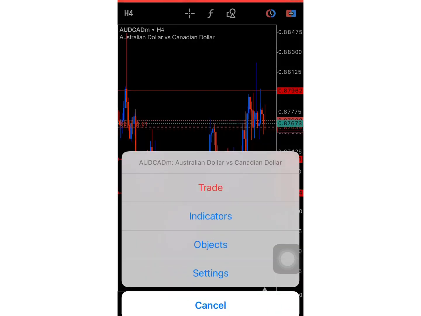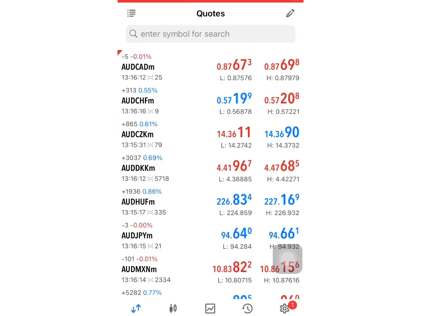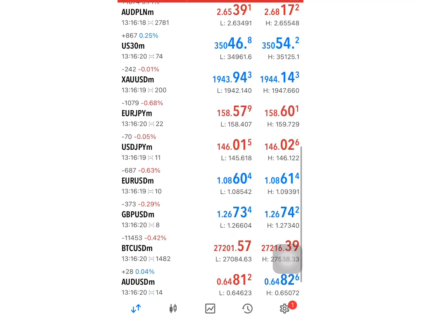When you come to the chart, I'm going to use XAUUSD right now. No, I'm going to use GBPUSD.